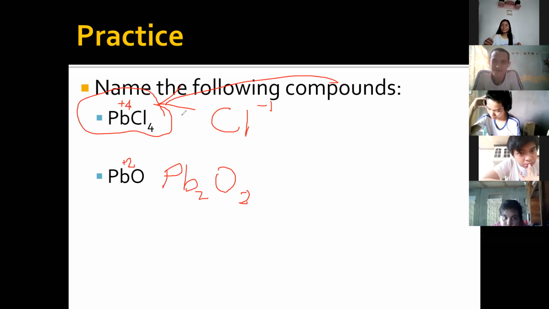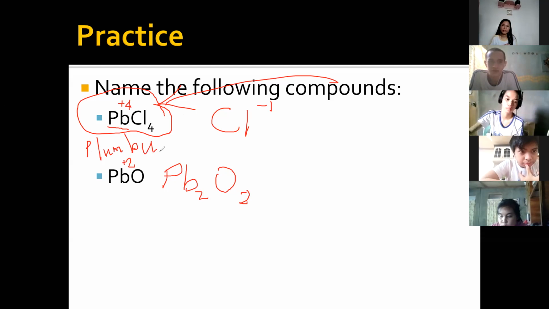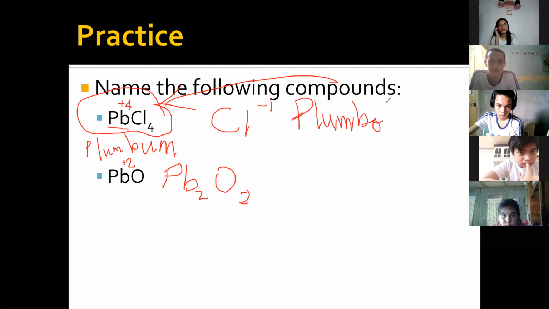The element symbol, by the way, Pb, is taken from the Latin plumbum. I am not sure how to pronounce this one. So therefore, this is not leadic chloride, but this is plumbous or plumbic. So plumbous, and since this is in a higher ionization energy, this is plumbic chloride.